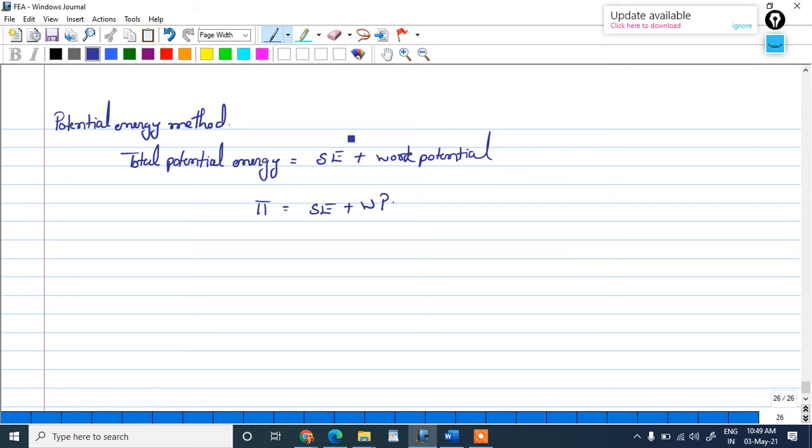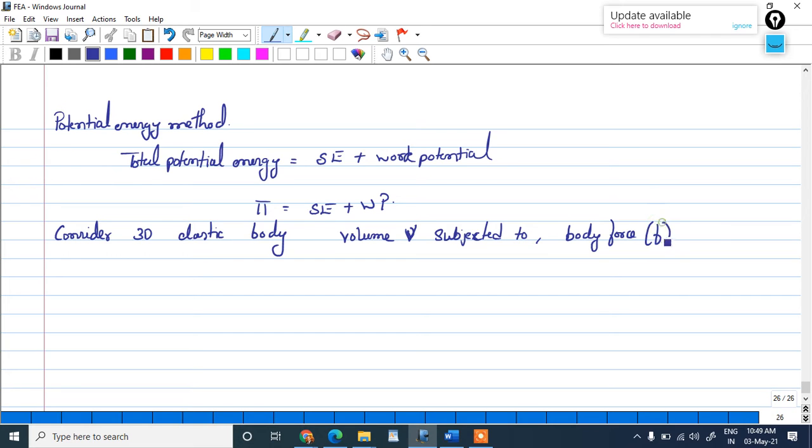We shall consider a three-dimensional elastic body of volume V, subjected to body force, represented by F. It will also be subjected to surface force, also called the traction force, represented by T, and point load, represented by P.